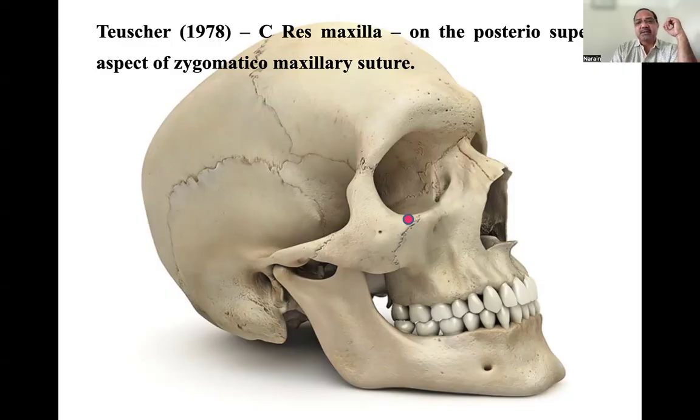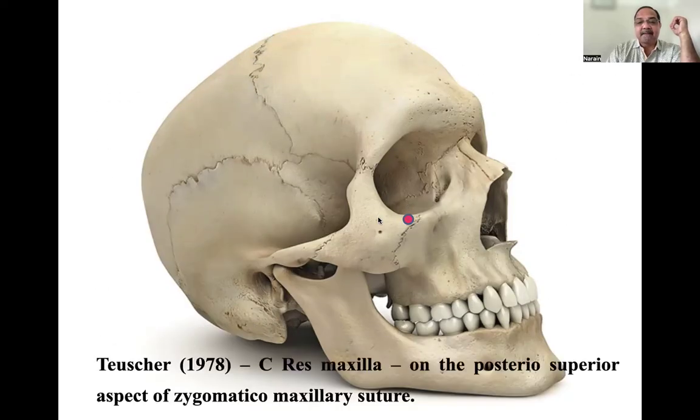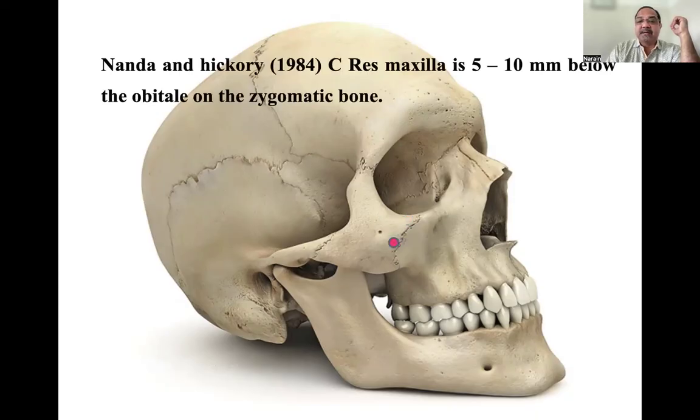maxilla. Different authors talk about different centers of resistance of the maxilla. According to Tosha, the posterior superior aspect of the zygomatico-maxillary suture is the center of resistance of the skeletal maxilla. According to Nanda, the center of resistance of the maxilla is 5 to 10 millimeters from the orbitale on the zygomatic bone.